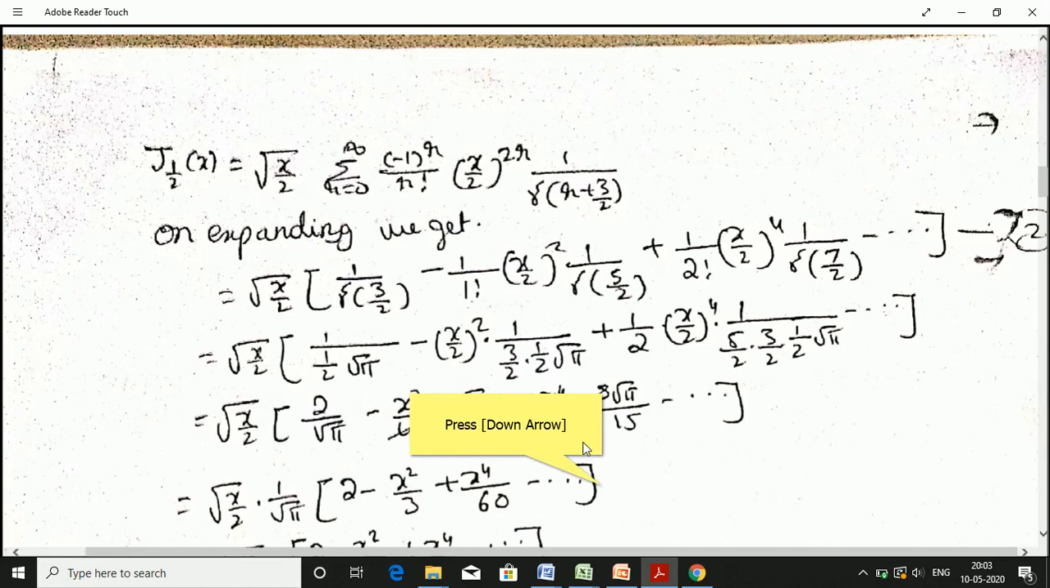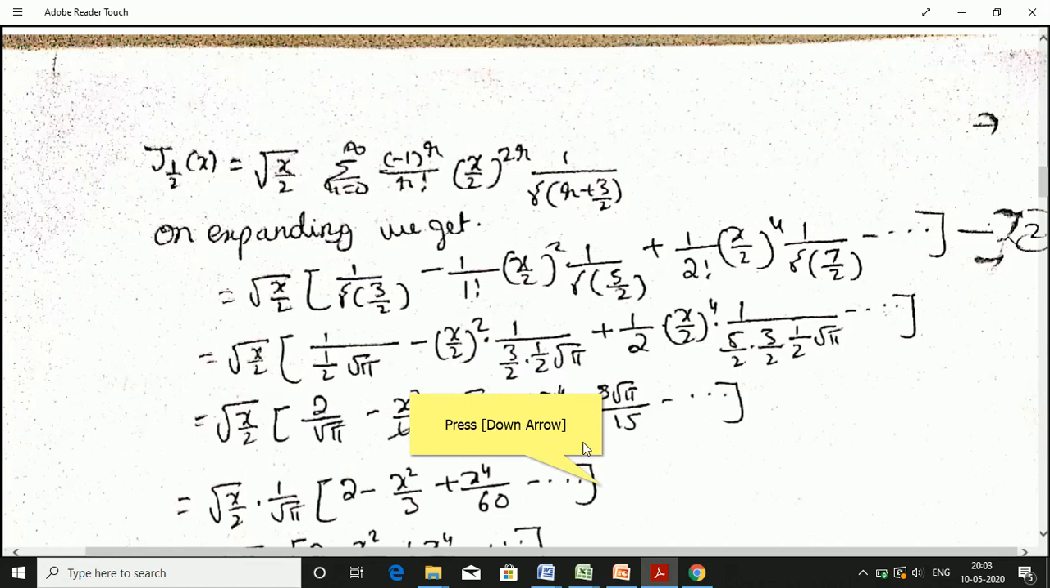Plus 1 by 2 factorial is 1 by 2, x by 2 power 4, gamma of 7 by 2 is 5 by 2 into 3 by 2 into 1 by 2 into root pi, okay. 1 by 1 by 2 root pi is nothing but 2 by root pi, minus x square by 4 into 2. Okay, 3 root pi, and divided by 4, that 4 goes to numerator.